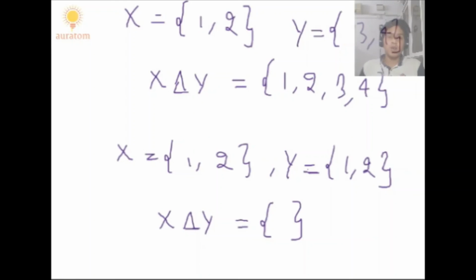So those are the operations of sets. The first is the union operation, the second is the intersection operation, the third is the absolute complement, the fourth is the relative complement, and the fifth is the symmetric difference. That's all there is to operations with sets. Thank you very much.